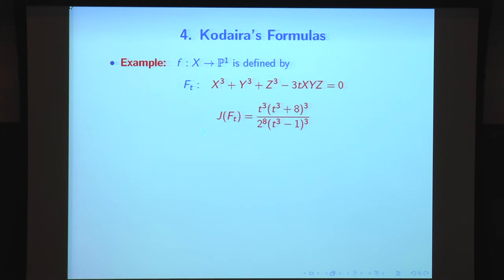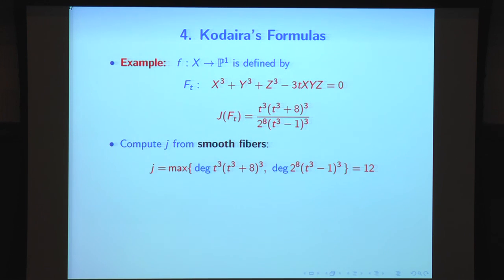Here is an example. For this family, if T is generic, the fiber is smooth. The J invariant is this. So the degree of the J invariant is just the maximum degree of this polynomial and this polynomial. So it is 12. So this means we can compute this invariant, the modular invariant, from smooth fibers.